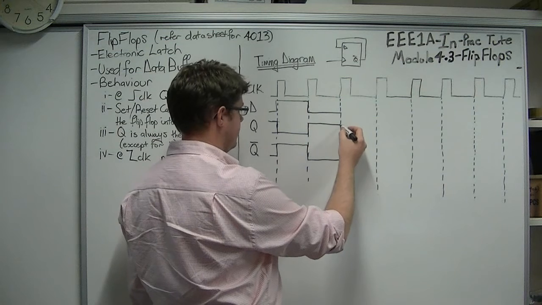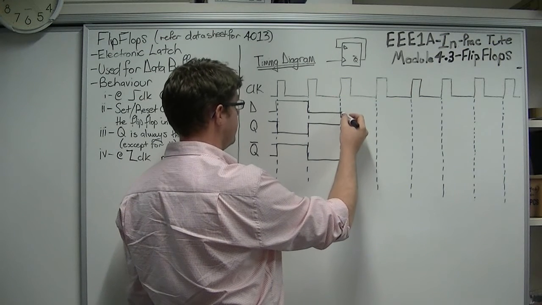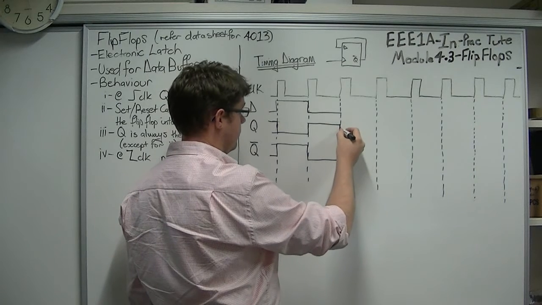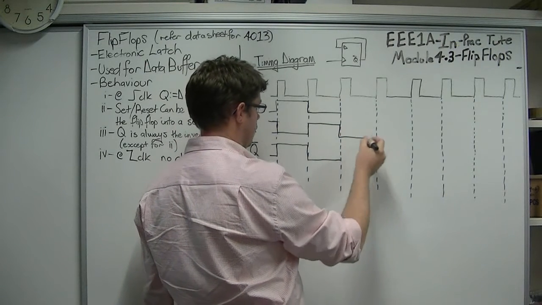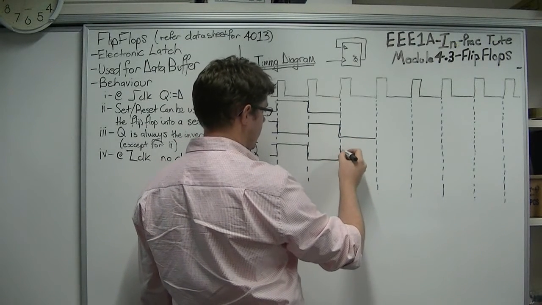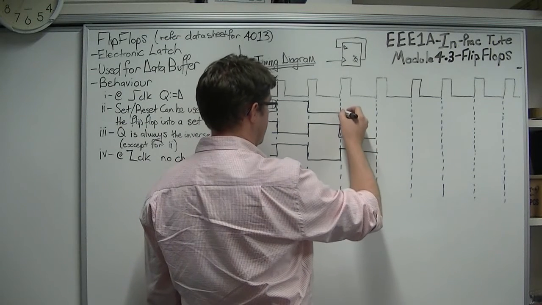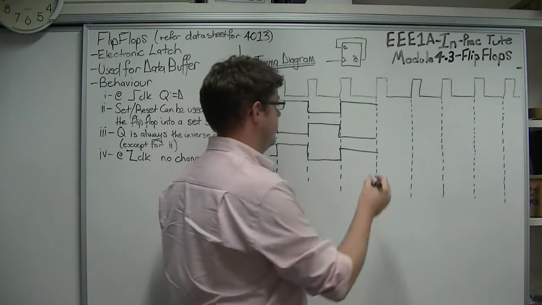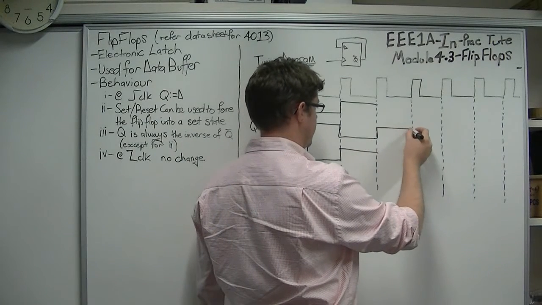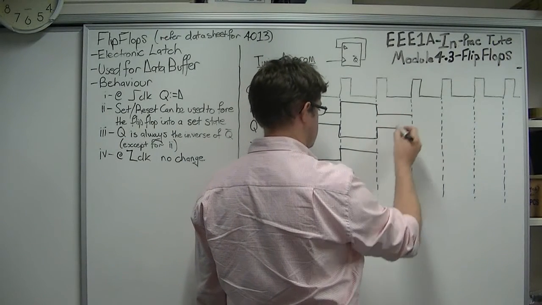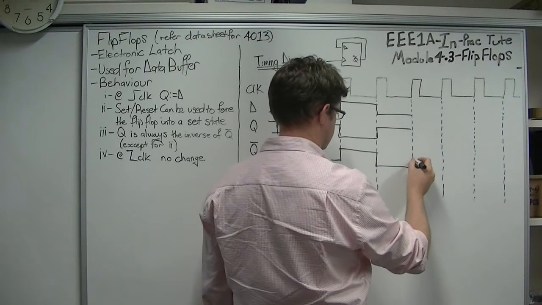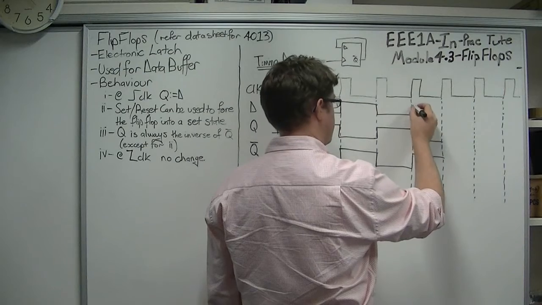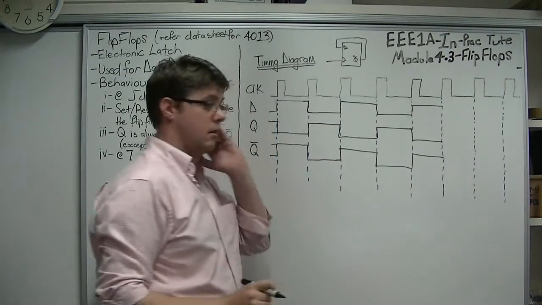So at this instance, Q here will become equal to whatever D is, which is low, propagate across, and then Q bar will be the inverse of whatever Q is, and then D will track whatever Q is, and so on and so forth. As we can see here, this signal will just keep propagating through, like so. And I'll leave it there.